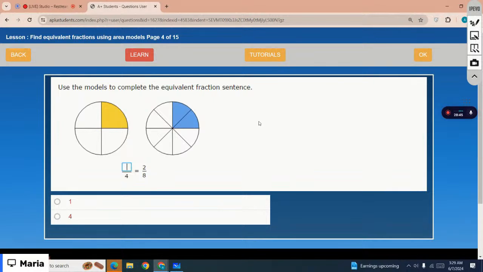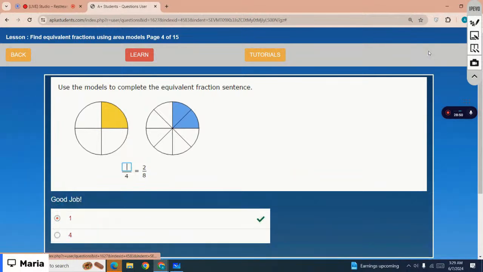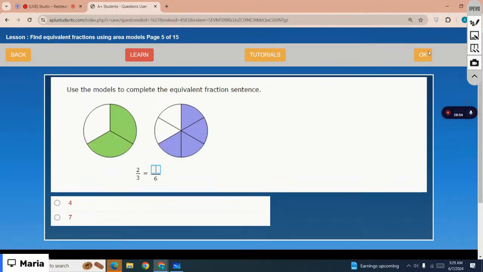The correct option is 1 out of 4. Option number 1 is the correct option. Very good. Use the models to complete the equivalent fraction sentence. So, which is the correct option?